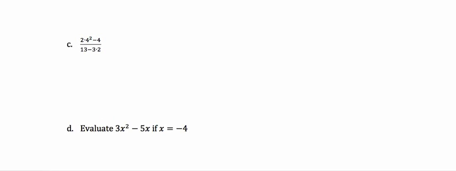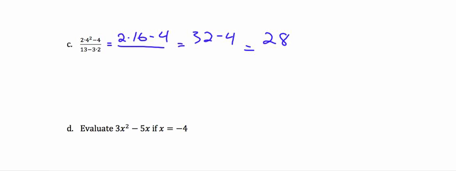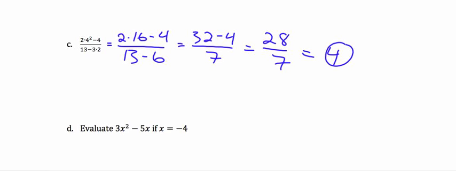Okay, so at this point, I'm assuming you've evaluated, our numerator becomes 2 times 16 minus 4, which becomes 32 minus 4, which becomes 28. So that's my numerator. My denominator becomes 13 minus 6, which becomes 7. And 28 over 7 is 4.